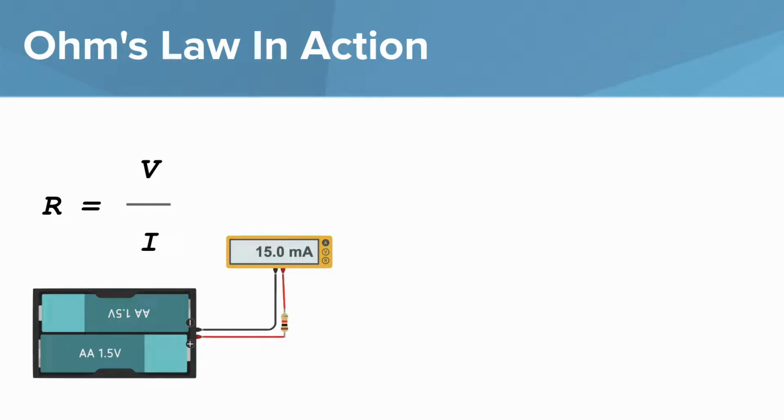Let's try another one. If we are given a current of 15 milliamps and a voltage of 3 volts, what is the resistance in the circuit? Using one of the other forms of Ohm's law, we find that resistance is equal to voltage over current. So if we plug in our numbers, we have 3 volts divided by 15 milliamps, or 0.015 amps. When we do that math, we find that the resistance is equal to 200 ohms.